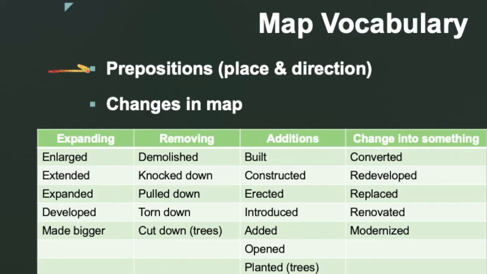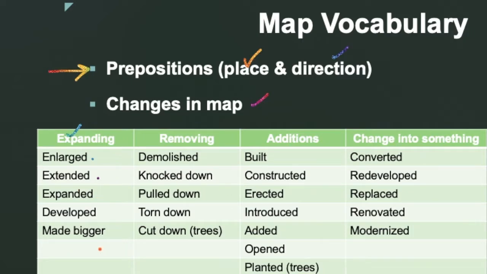This is map-based vocabulary. So you should know the prepositions of place and direction. Directional words like towards, leading to, and place words like into, before, after, between, and so on. Then changes in the map. Changes in the map means was there any expansion done? And for expansion you can use words like enlarged, extended. So enlargement, extension. So use the noun and the verb form accordingly.